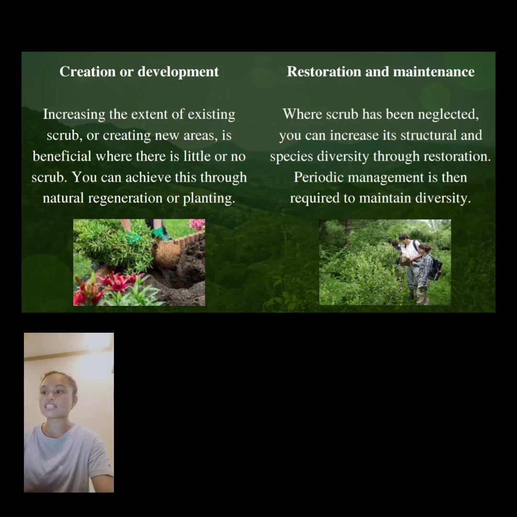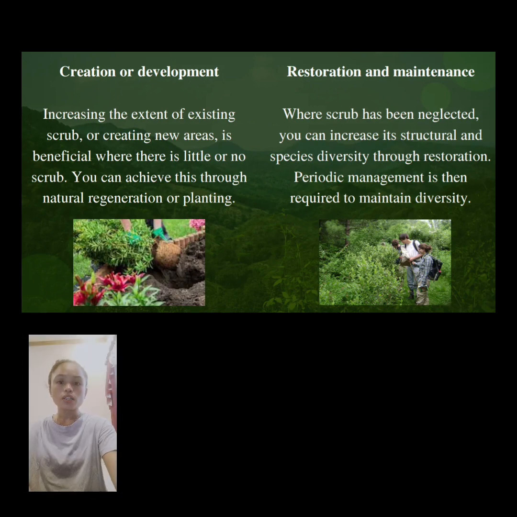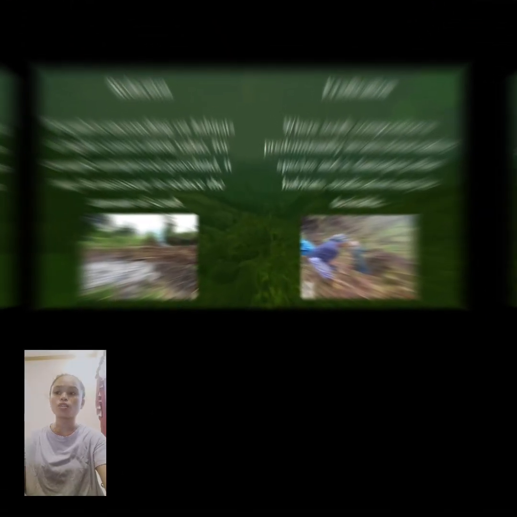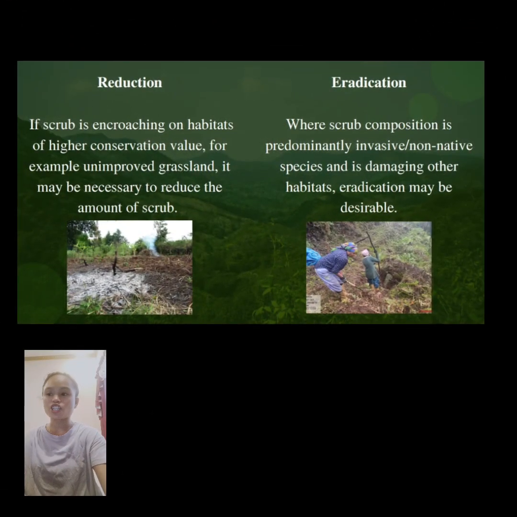The second is restoration and maintenance. Where scrub has been neglected, you can increase its structural and species diversity through restoration. Periodic management is then required to maintain diversity. The third one is reduction.